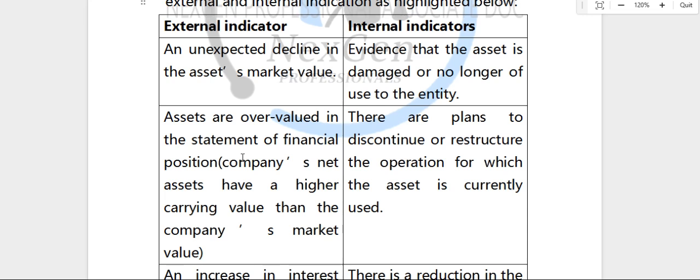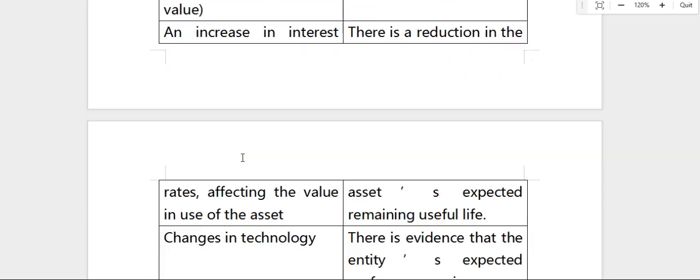Also, another internal indicator is when an entity decides to discontinue an operation, maybe a unit or a department, for instance. That definitely will make that asset redundant, and that will lead to an impairment. And then another one is when there is a reduction in the useful life of an asset, please write that down. That is also an indicator that there will be an impairment on an asset.